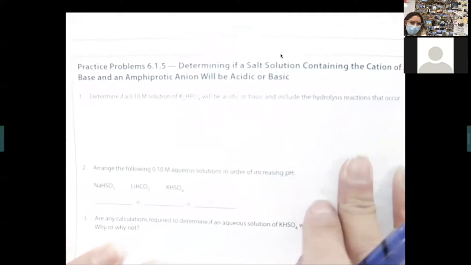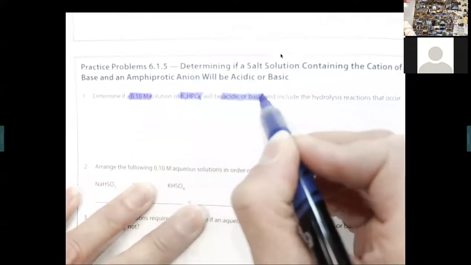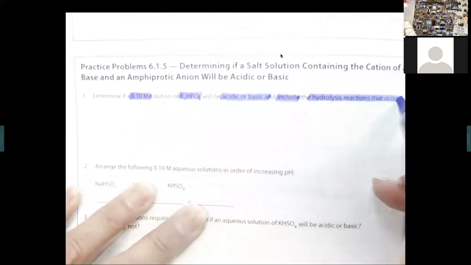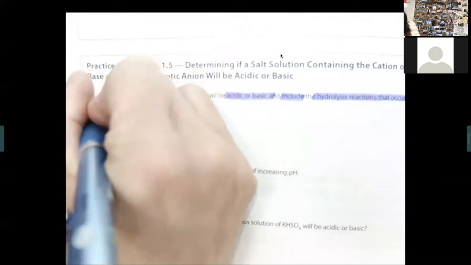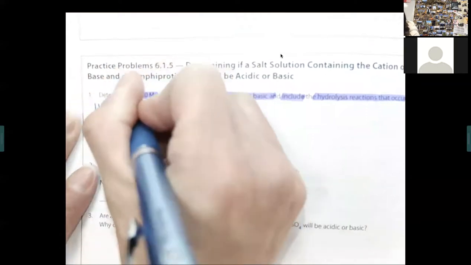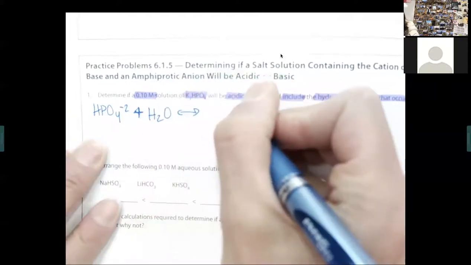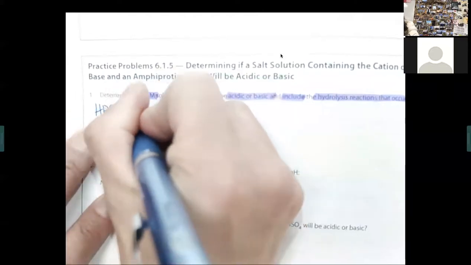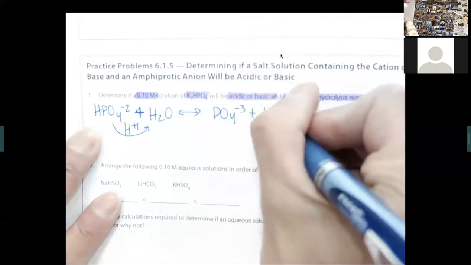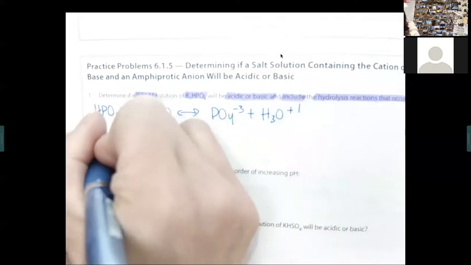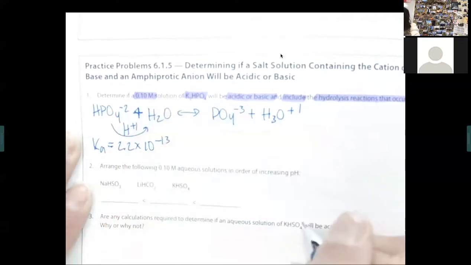Determine if a 0.1 molar solution of K2HPO4 will be acidic or basic, and include the hydrolysis reactions that will occur. So if we've got HPO4 negative 2 in water, what's going to happen is this is going to give a hydrogen to water, and you're going to get PO4 negative 3 with H3O plus 1. This Ka is 2.2 times 10 to the negative 13.